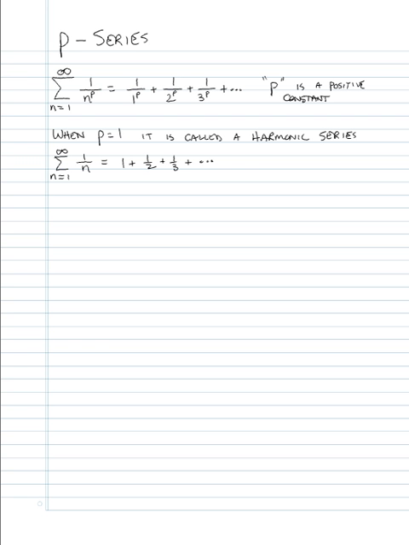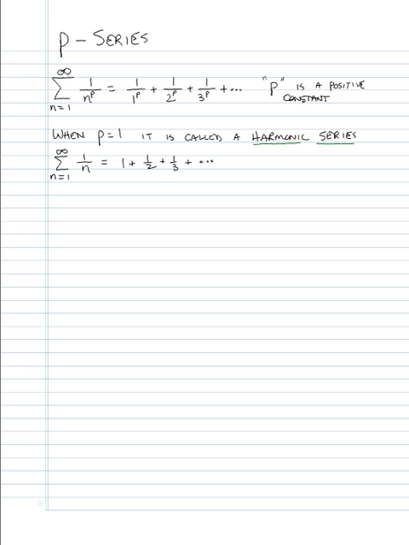Now, when p is equal to 1, it's called a harmonic series. It's a p-series where p is 1. And this harmonic series would be the sum from n equal 1 to infinity of just 1 over n to the first power, or just 1 over n. And that would look like 1 plus 1 half plus 1 third plus 1 fourth, and so on forever.